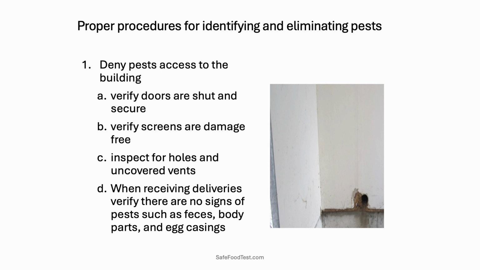Proper procedures for identifying and eliminating pests. Number 1, deny pest access to the building. Verify doors are shut and secure. Verify screens are undamaged. Inspect for holes and uncovered vents. When receiving deliveries, verify there are no signs of pests such as feces, body parts, and egg casings.